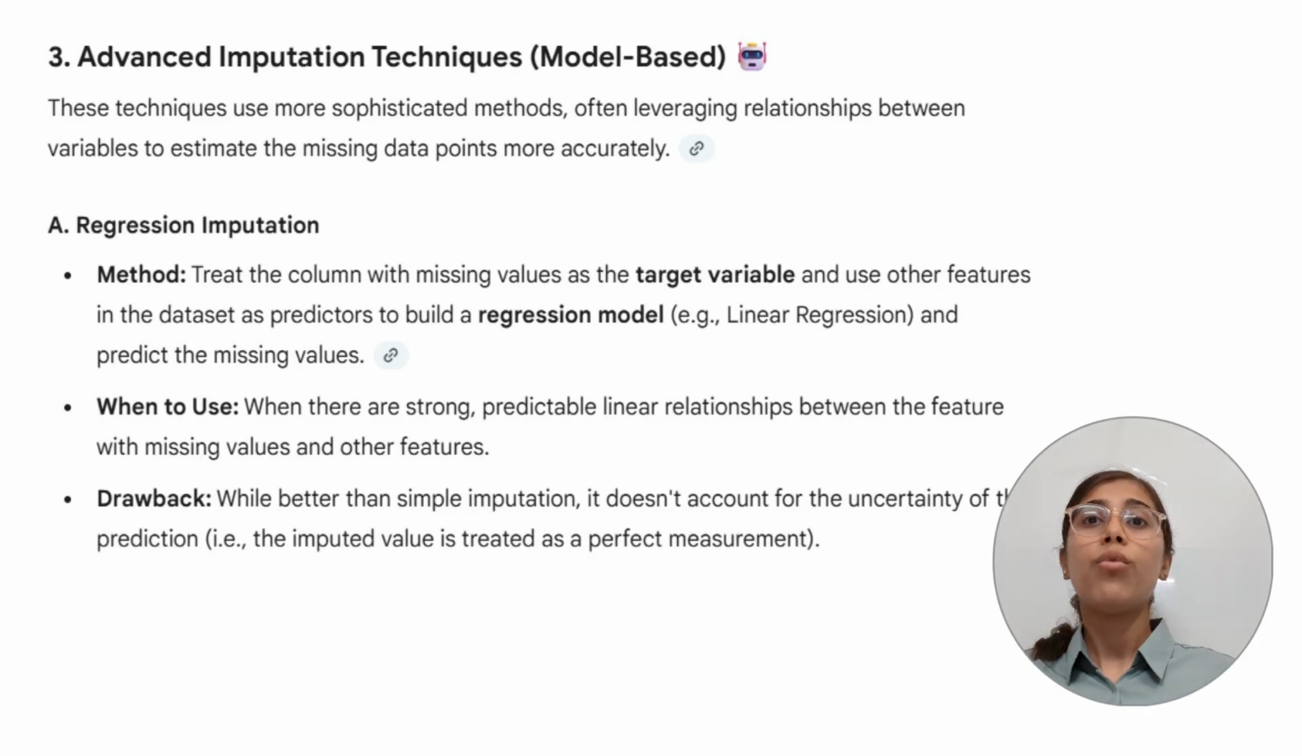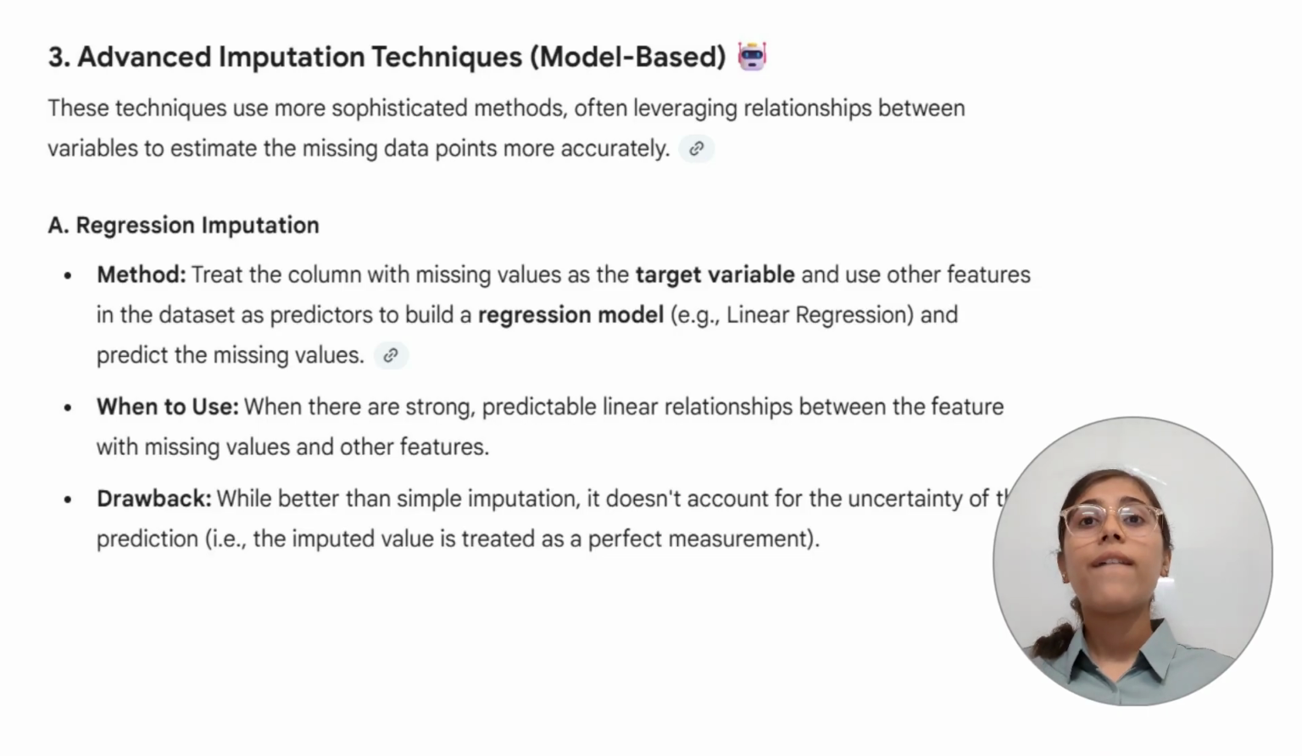Now the third technique is advanced imputation techniques, which are model based. These techniques use more sophisticated methods, often leveraging relationships between variables to estimate the missing data points more accurately. Number 1, regression imputation method. Treat the column with missing values as the target variable and use other features in the data set as predictors to build a regression model, for example linear regression, and predict the missing values.